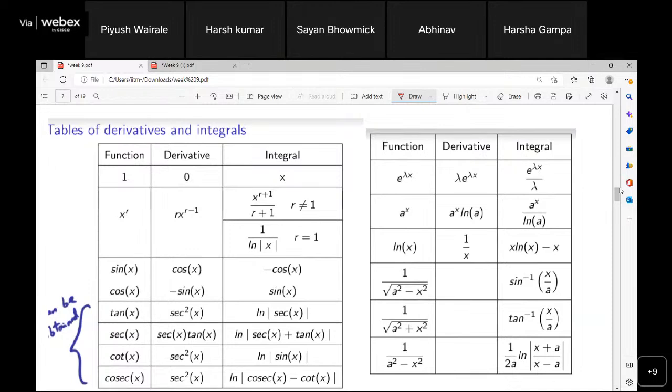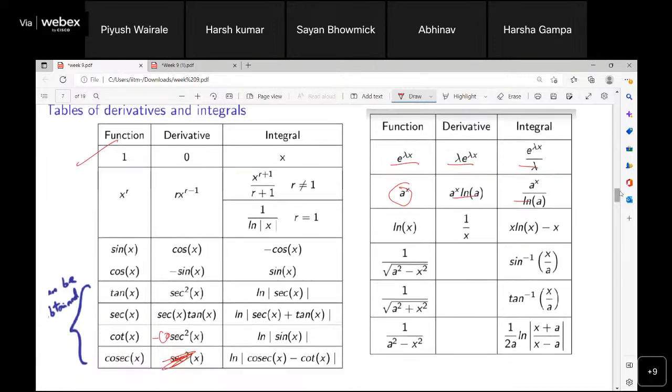So it is cosec x square, right? Minus into cosec x into tan x square. It is also not correct. So just go through this slide, okay? Function. What is this derivative? What is this integral? This is a function. This is derivative. This is integral. Just go through this slide once, okay?